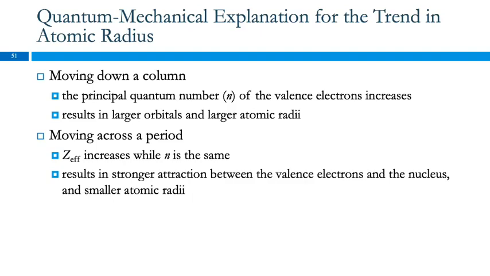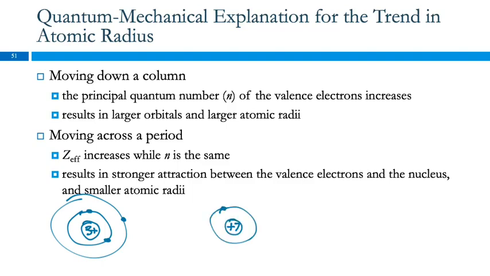So let's see if I can illustrate this. So here's lithium. 2 core electrons, 1 valence electron. And then I'm not going to go over too far because I don't want to draw too many electrons. We'll just go over to nitrogen. So nitrogen is +7, and it also has 2 core electrons and 1, 2, 3, 4, 5 valence electrons.